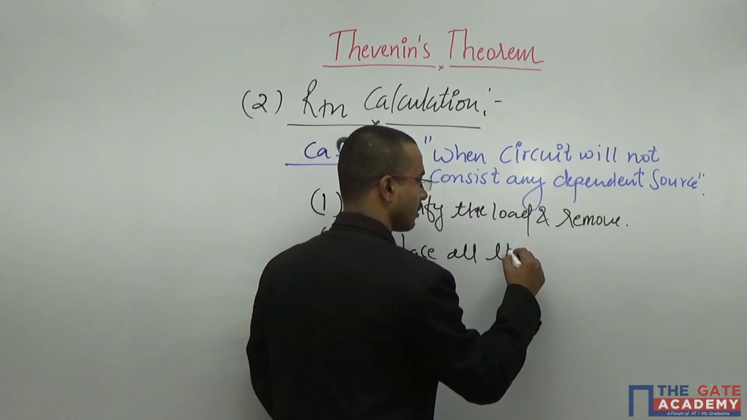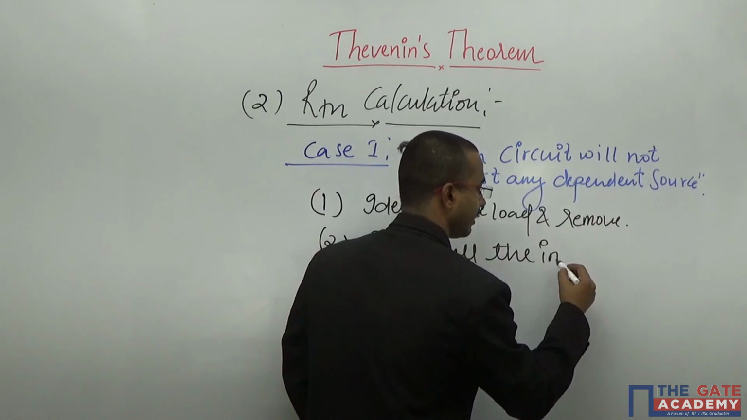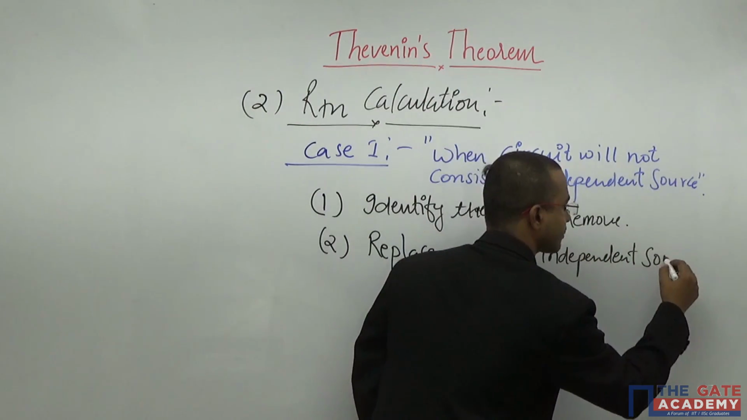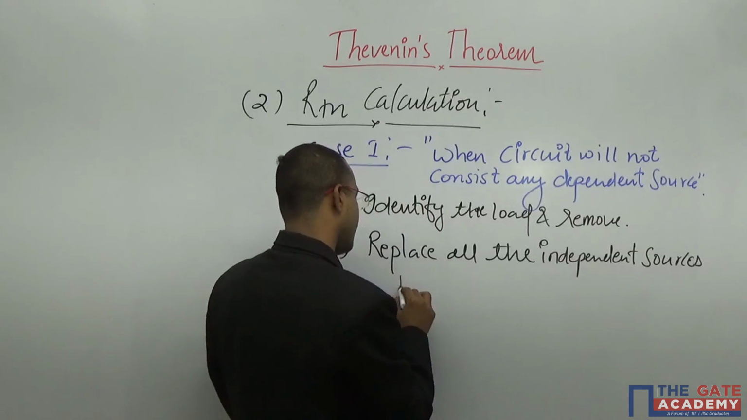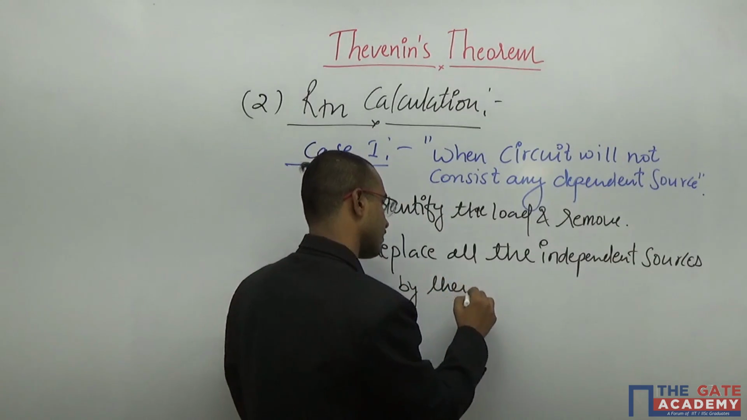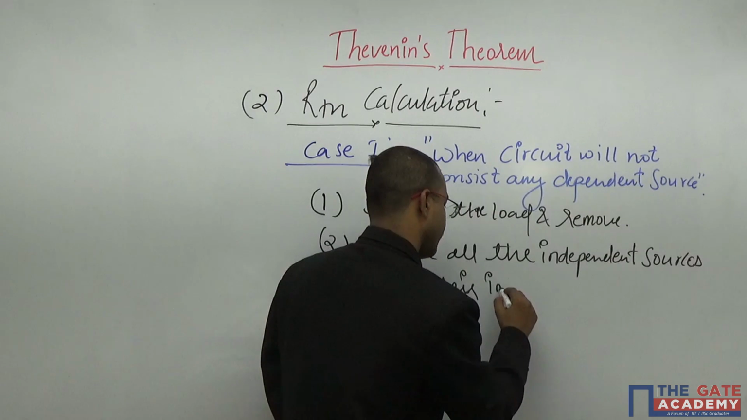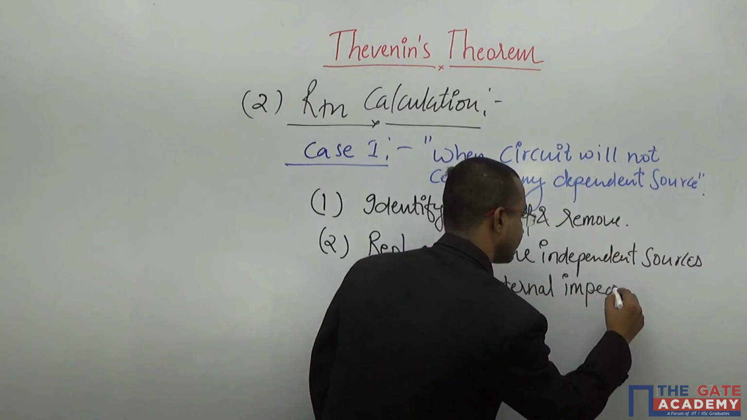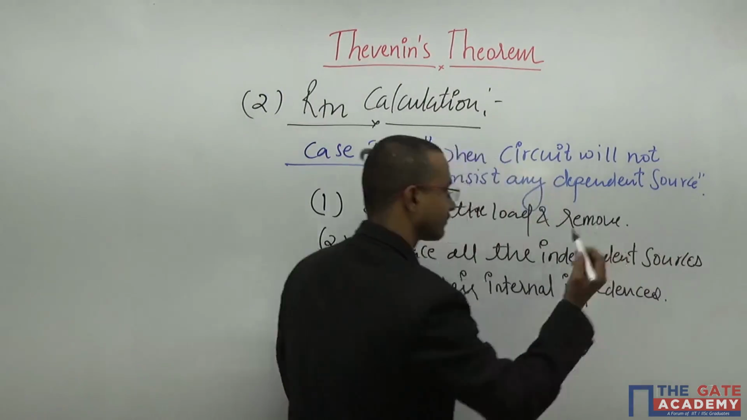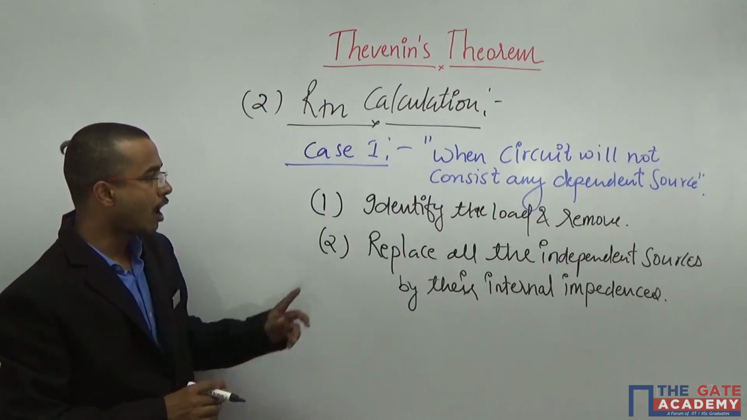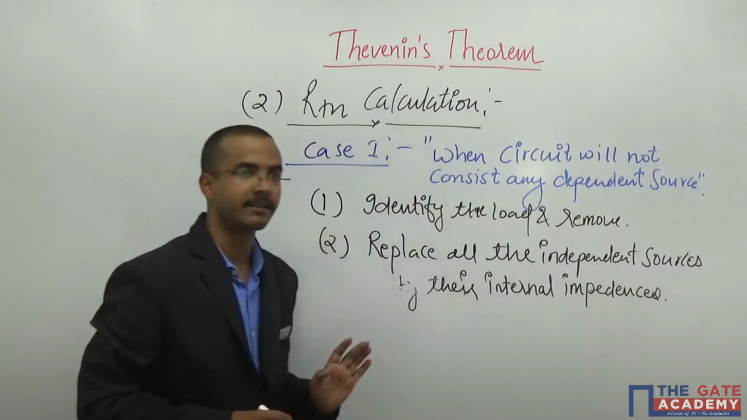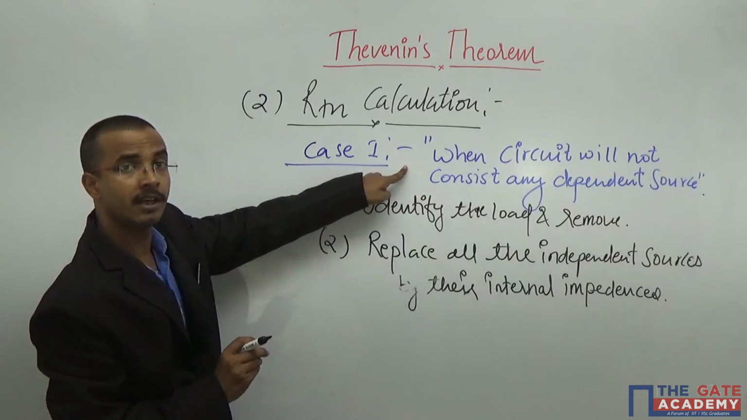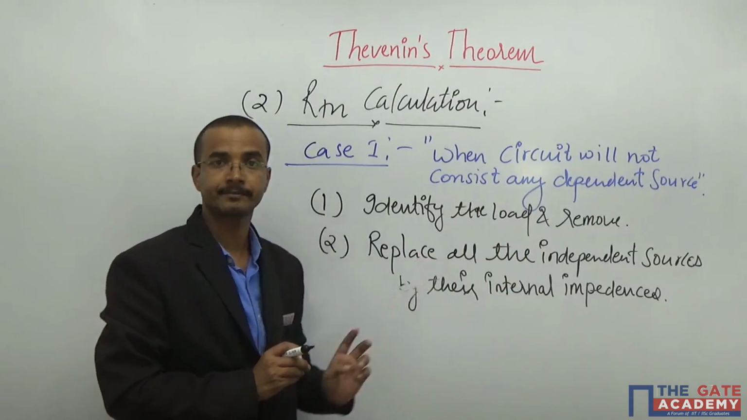Replace all the independent sources by their internal impedances. And keep in mind, always the independent sources you have to replace. My first case is only for the independent sources. Any dependent source will not be present.